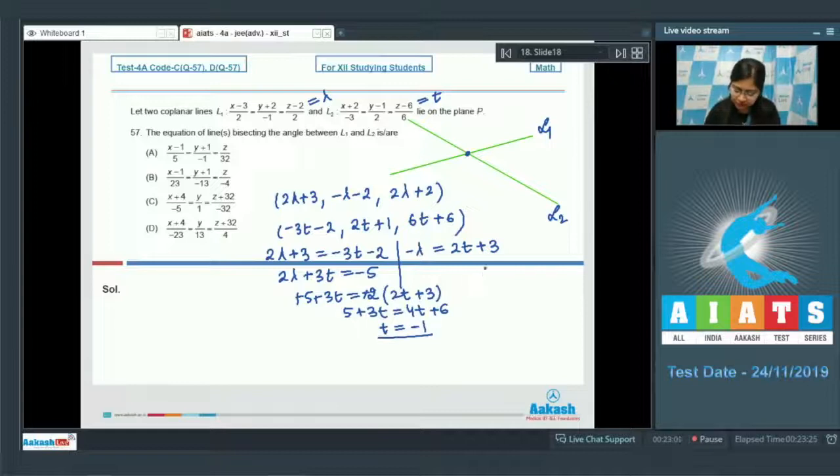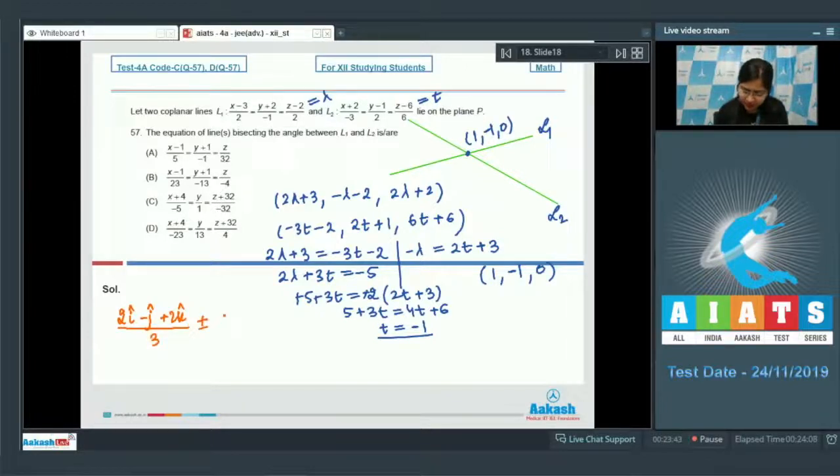So putting it here, we get the point as 3 minus 2, that is 1. 1 minus 2 minus 1. 6 minus 6, that is 0. So point of intersection is 1, minus 1 and 0. Now the angle bisector will be along the vector 2i cap minus j cap plus 2k cap divided by modulus of it, that is 3, plus minus 3i cap plus 2j cap plus 6k cap divided by its modulus, that will be 7. So the angle bisector will be along these two.